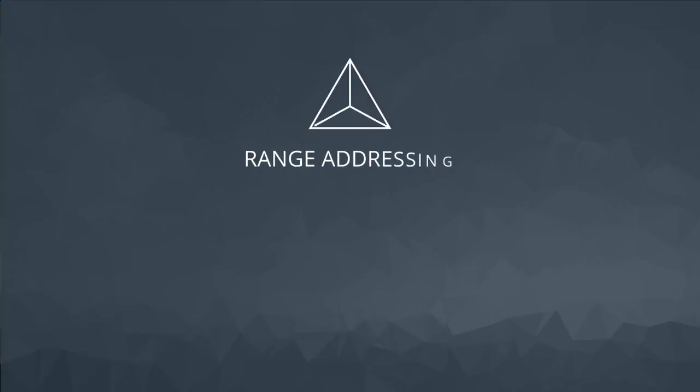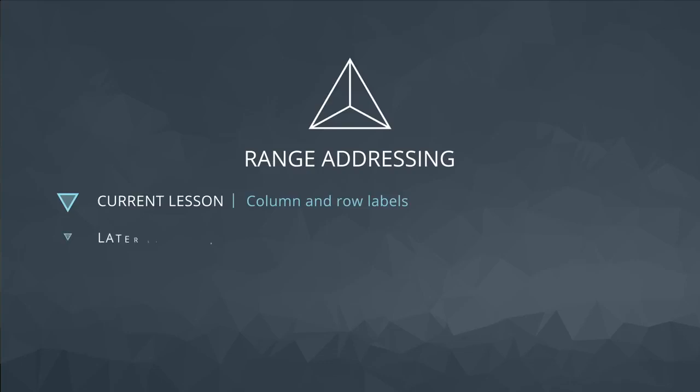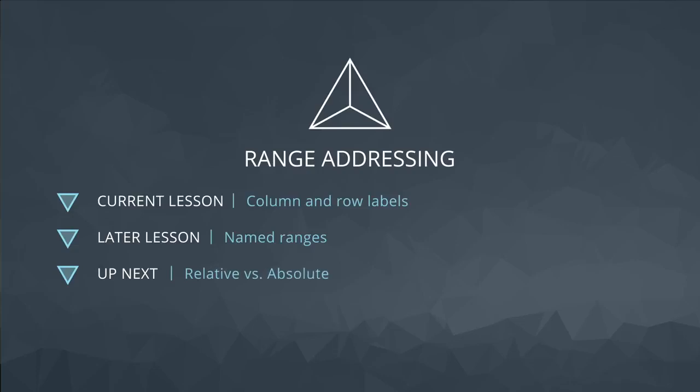In addition to selecting ranges by column and row labels, it is also possible to name ranges to make them easier to read and identify. You'll learn about that in a later lesson. Next, I want to show you something else that's special about addressing with spreadsheets. That's the idea of relative versus absolute addressing.